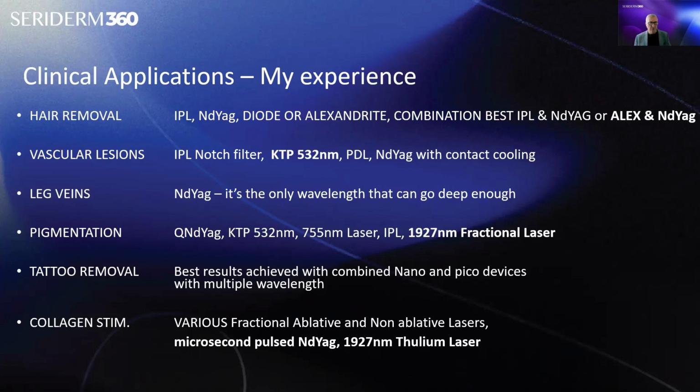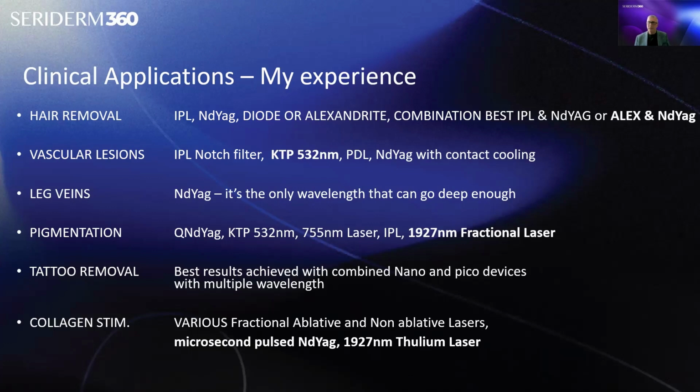You can use a Q-switched YAG, you can use a 532 laser and a 755 laser on lighter skin types. You can use an IPL on lighter skin types. And then you can use a picosecond device. Picosecond devices or Q-switched nano and picosecond devices allow you to treat all skin types of pigmentation.